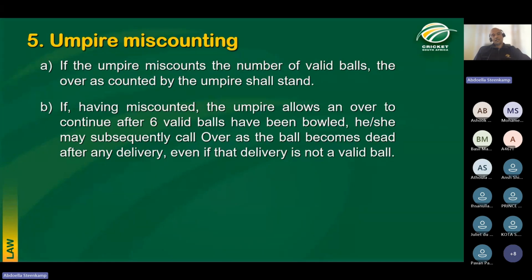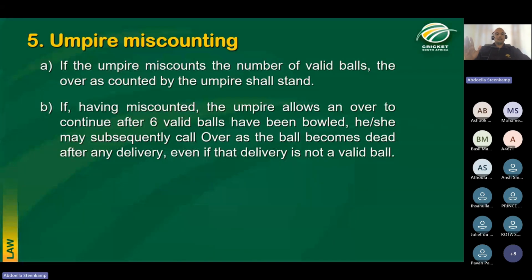Then the law tells us, if an umpire did miscount and allow the over to continue after 6 valid balls have been bowled, and now they've allowed the 7th ball, and then they realize, oops, we've allowed an extra ball, the law tells us, okay, you've allowed the 7th ball. Even if that 7th ball was not a valid ball, you can still call over. Okay, that's the theory. Let me give you a practical example.